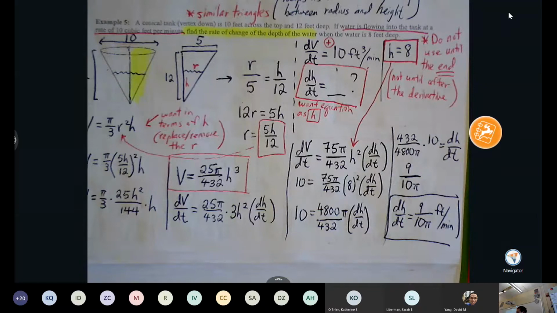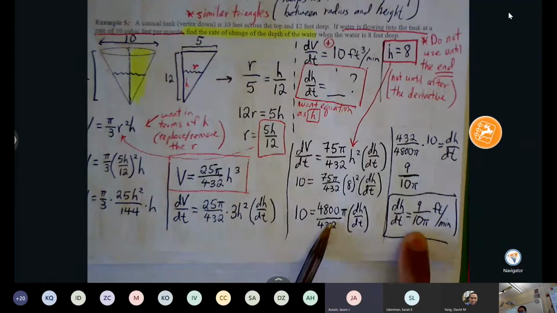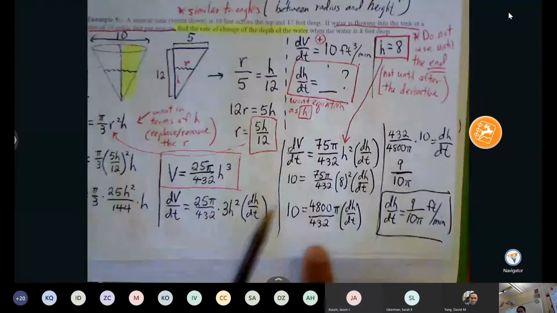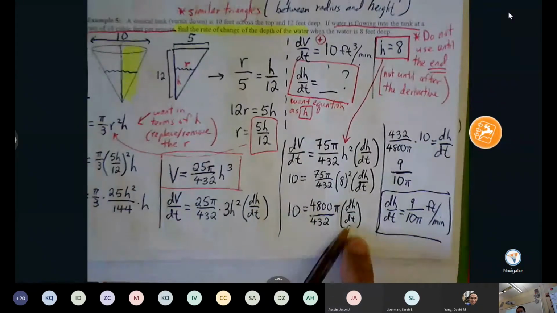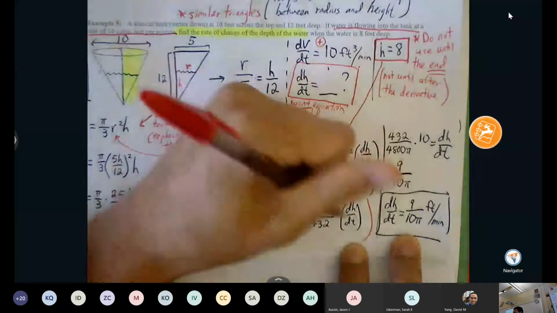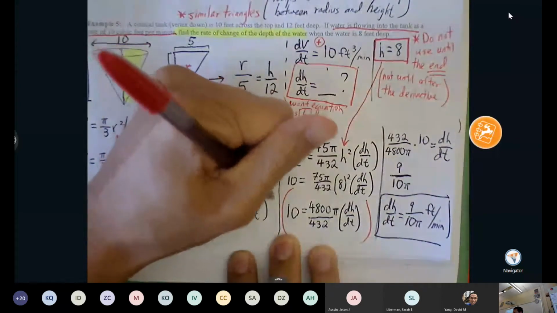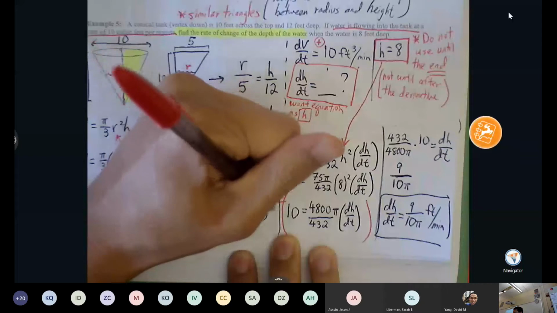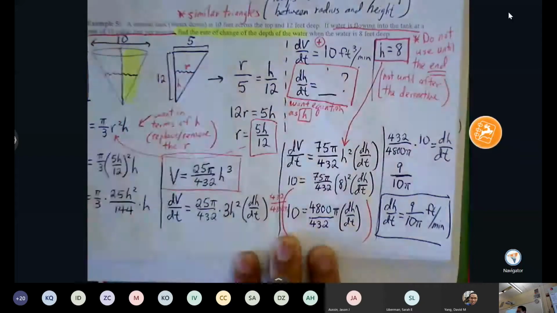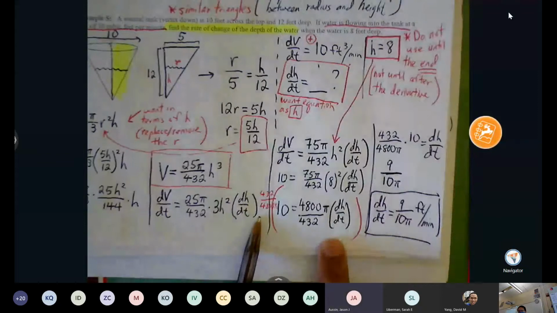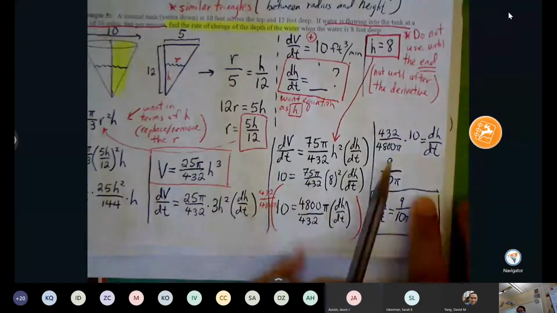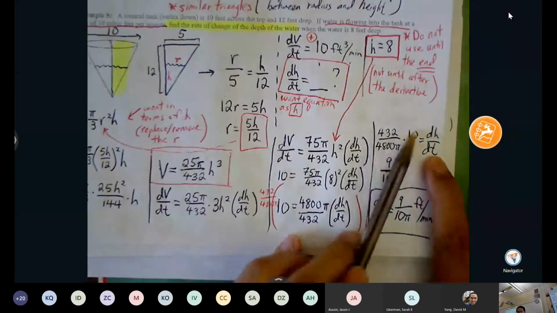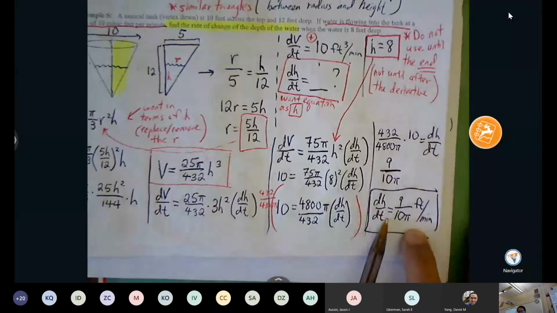How did pi get from the numerator to the denominator? Oh, you mean from here to here? Yes. Okay, so I want to solve for dh dt, so I need to divide by a fraction. Dividing by a fraction is the same thing as multiplying by the reciprocal. So I'm multiplying both sides by 432 over 4,800 pi. Okay, thank you. When I do that, I'm able to see that pi ends up in the denominator, and that cleans up to be 9 over 10 pi.